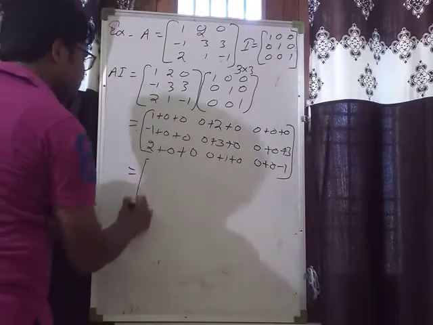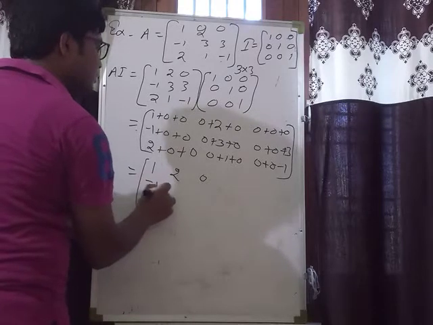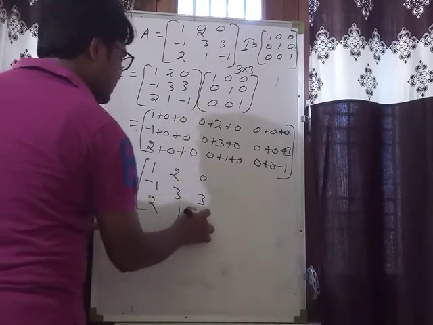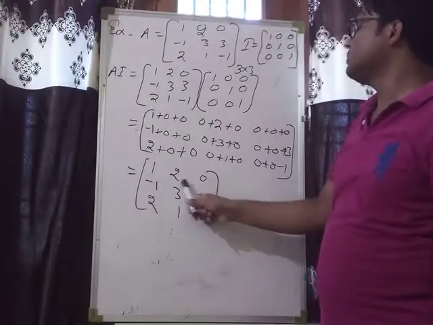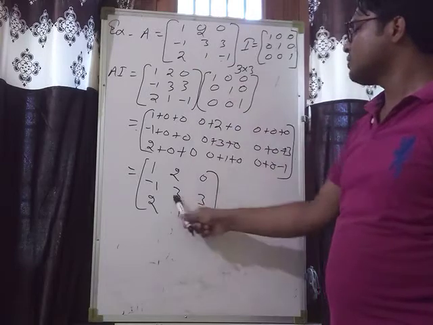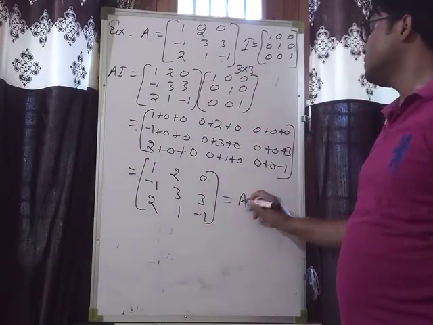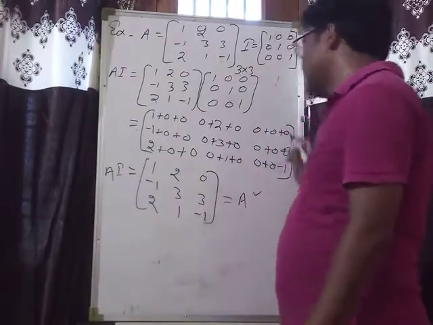So what will become? You can check. That is 1, this is 2, this is 0, this is minus 1, this is 3, this is also 3, that is 2, that is 1, that is minus 1. Now check here. This is 1 2 0, 1 2 0, minus 1 3 3, minus 1 3 3, 2 1 minus 1, 2 1 minus 1. Clearly this is equal to A. So from here we have A into I is equal to A.